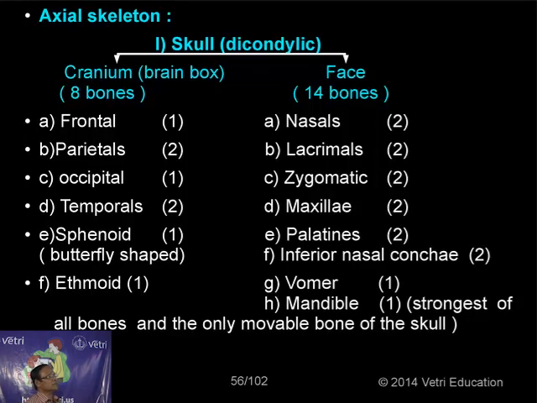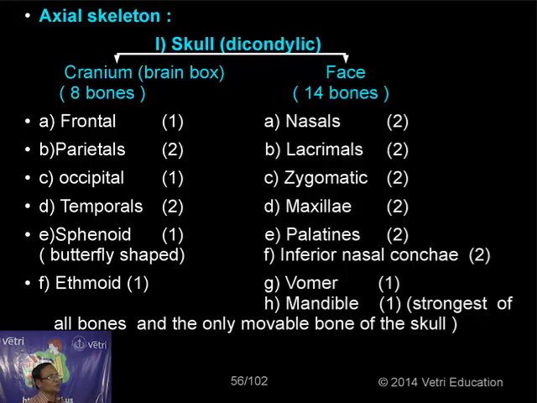Now let's take the axial skeleton, first the skull. The human skull is called a dicondylate skull. In the animal kingdom, amphibians and mammals alone have a dicondylate skull. This means we have two occipital condyles present at the base of the occipital bone. Through articulation, we can rotate the head in three directions. This is because of the condyles present in the occipital bone of the skull. So in amphibians like frogs and in human beings, including all mammals, the skull is dicondylic, having two occipital condyles.